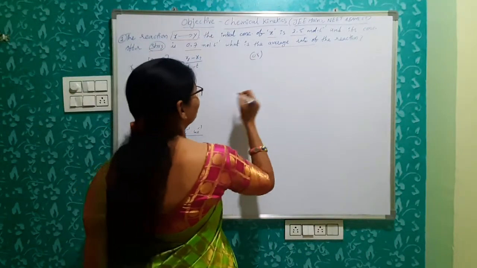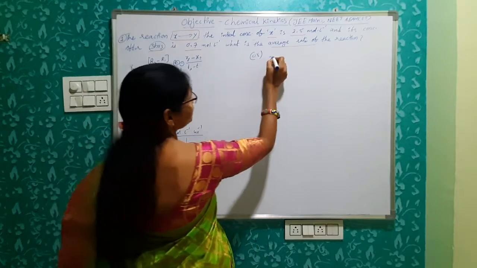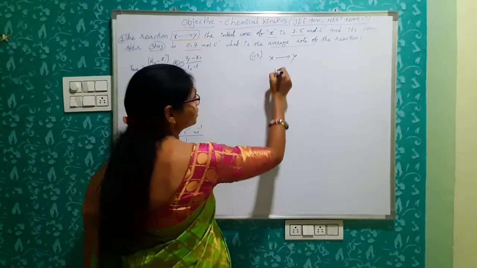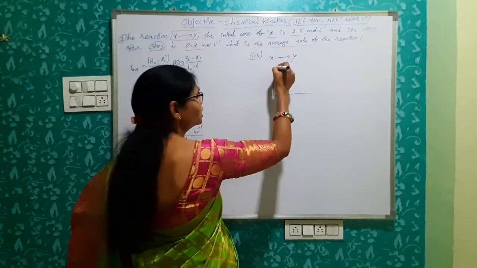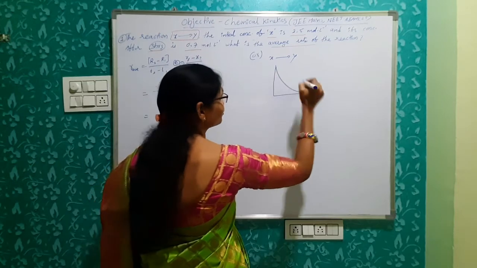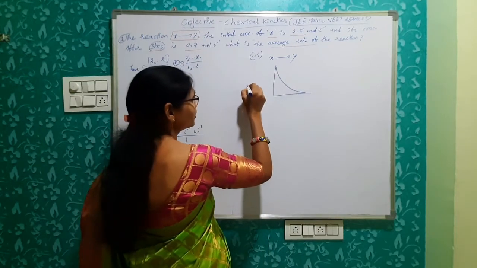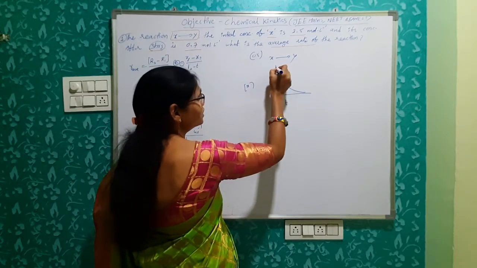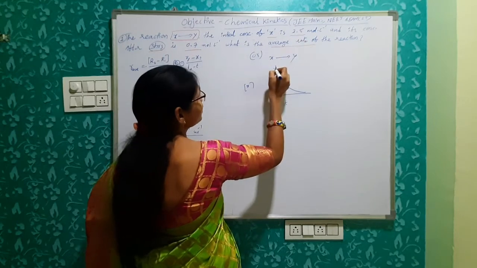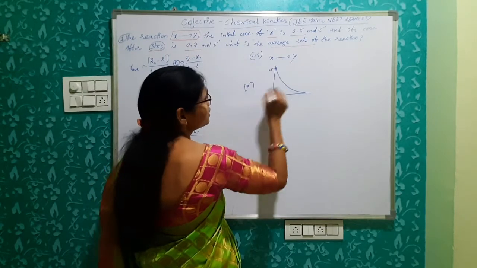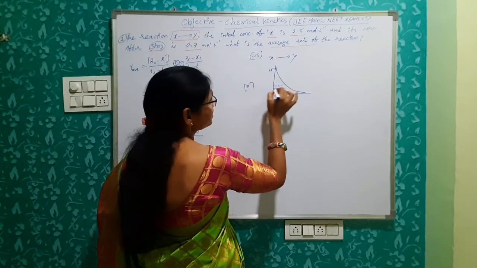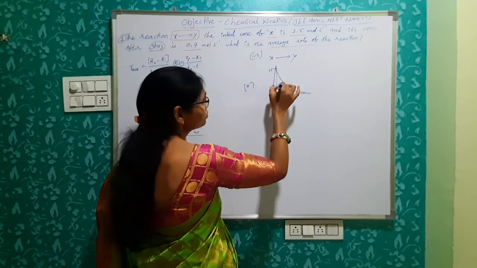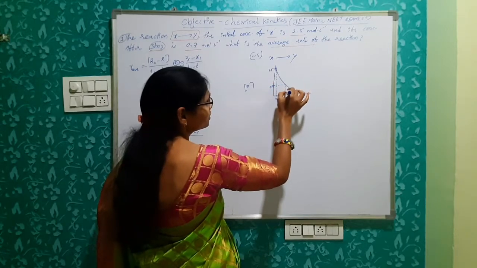Suppose for the reaction X gives rise to Y, find out the average rate of the reaction with the help of the following graph. Concentration of X versus time. Here the initial concentration is given as 2.5. Next, the final concentration is 0.7. The initial time is 0, the final time is 3 hours.